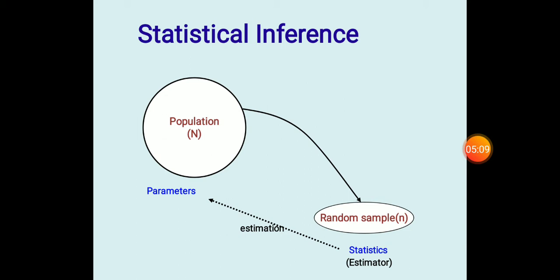Understood? So what is a parameter? The unknown value of the population is what we call a parameter. The known value which we calculate from the sample is what we call a statistic or estimator. And this process is what we call estimation. Understood? Now, so this is one term.